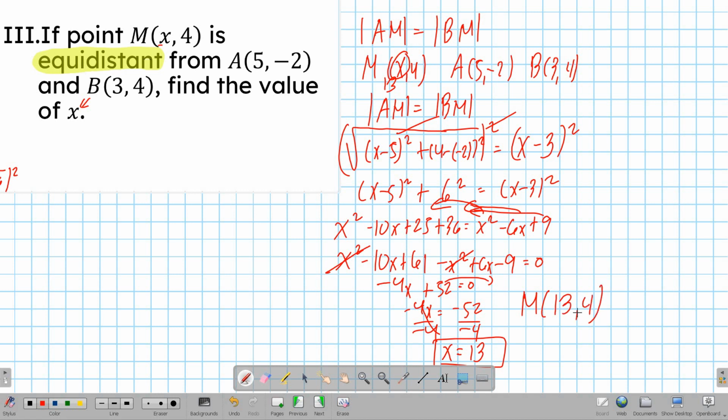Ayan. So, here are some examples. We just went through examples of how we use the distance formula in analyzing and solving geometric problems.